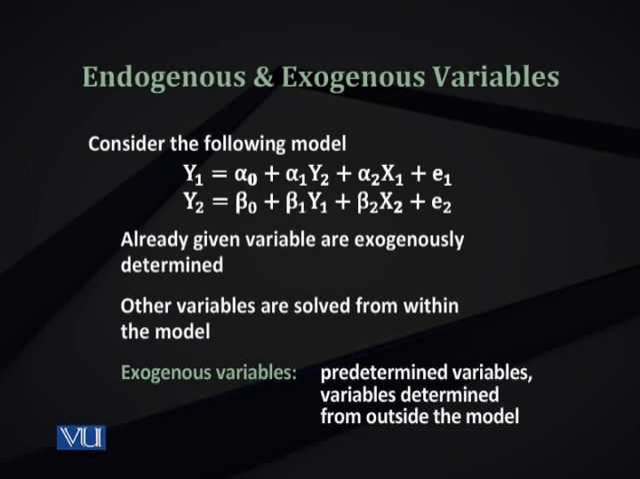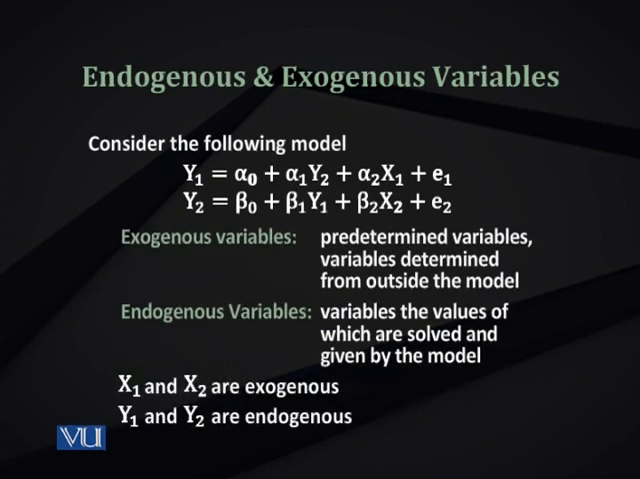Remember that if we assume the values of x1 and x2 are given exogenously, determined from outside the model, or we specify some values, then we can solve these two equations. The values of y1 and y2 could be solved by simultaneously solving these two equations if you have the values of x1 and x2. So x1 and x2 will be called exogenous, predetermined. Exogenous variables are predetermined: their value is already given, assumed or specified, or they are generated by some process other than this model.